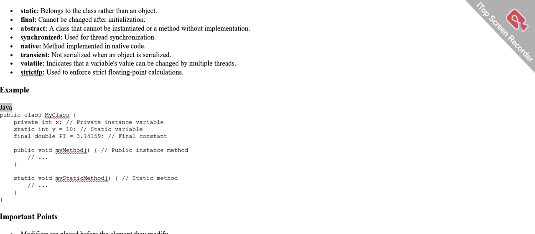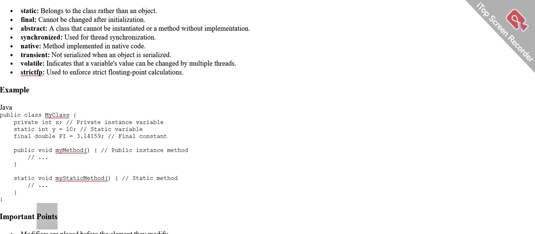Example. Java. Public class MyClass. Private int x, private instance variable. Static int y equals 10, static variable. Final double PI equals 3.14159, final constant. Public void myMethod, public instance method. Static void myStaticMethod, static method.